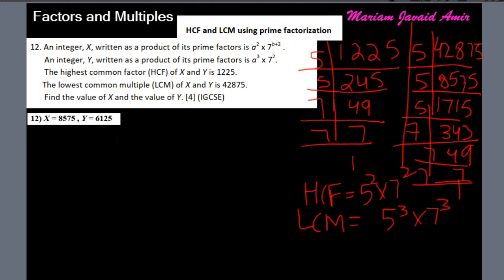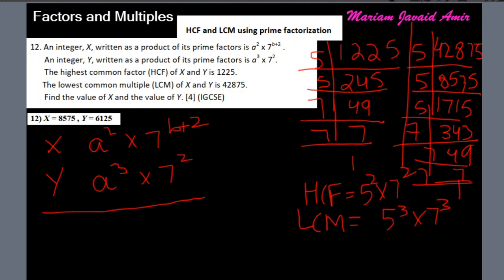Alright, so now I know that we have a number x, which is 5 to the power a times 7 to the power b plus 2. Then we have a number y, which is 5 to the power a plus 1 times 7 square. And then we have their LCM and HCF. HCF is 5 square times 7 square, and then LCM is 5 cube times 7 cube.